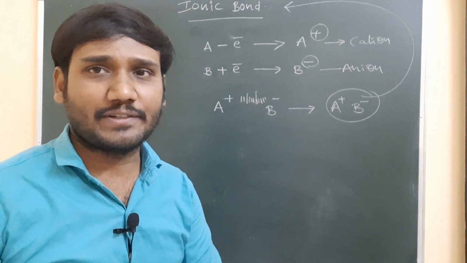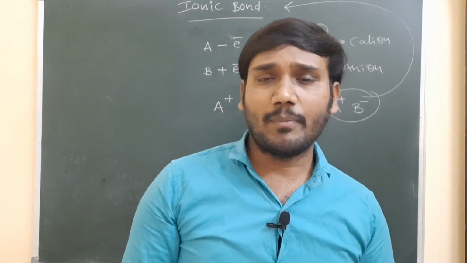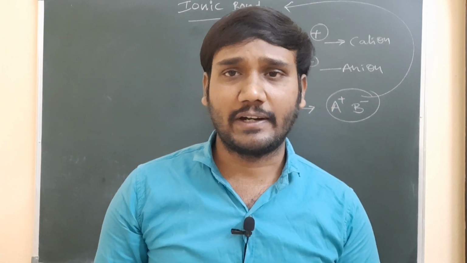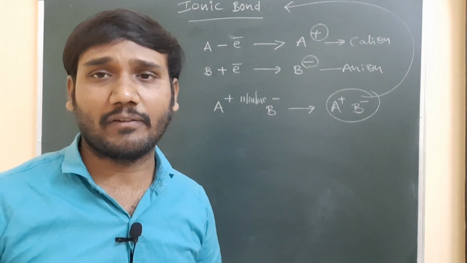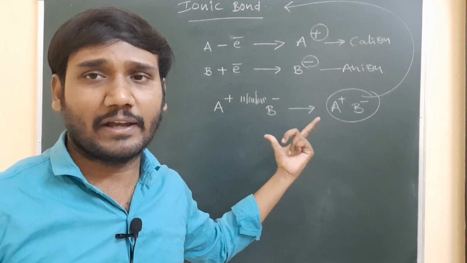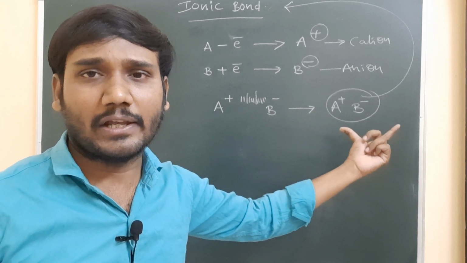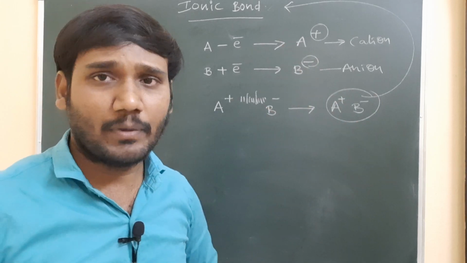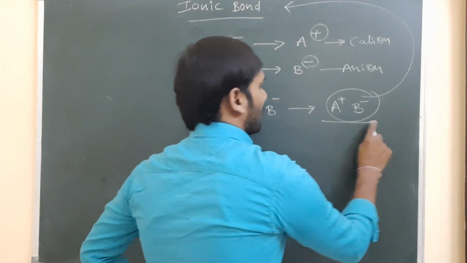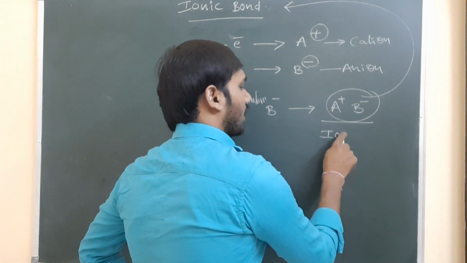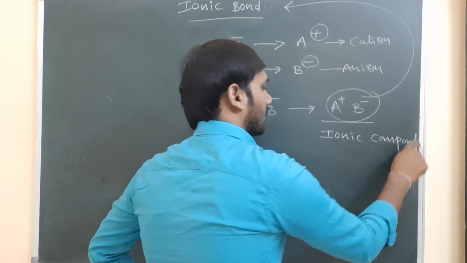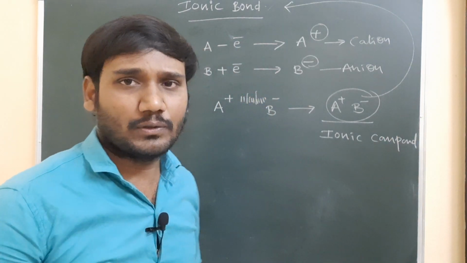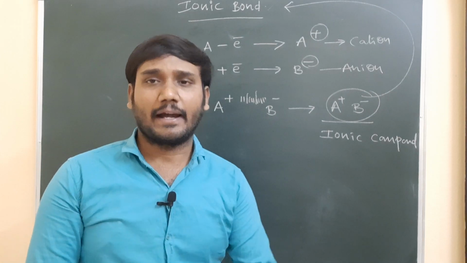So what is the definition of the ionic bond? The bond formed between two oppositely charged ions. Otherwise, the force of attraction developed between two oppositely charged ions that forms a stable molecule is called an ionic bond. And whatever molecule is formed here, we simply call an ionic compound. These are ionic compounds. So this is about the formation of the ionic bond.